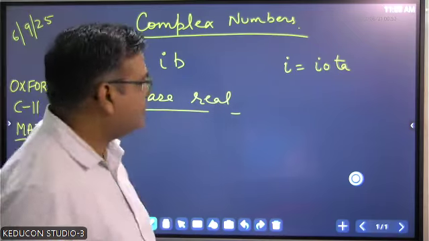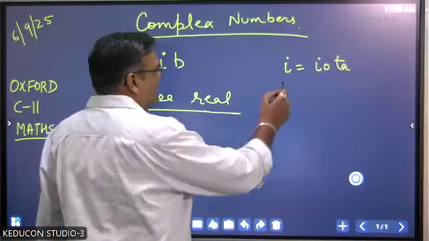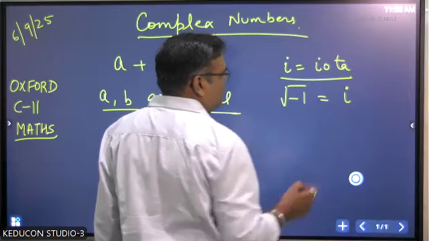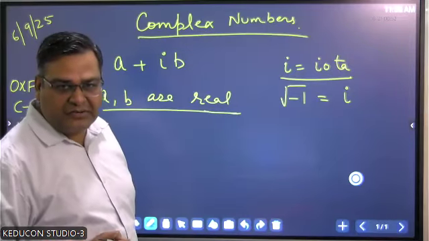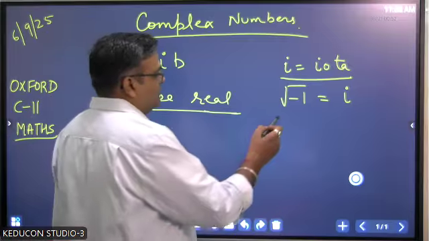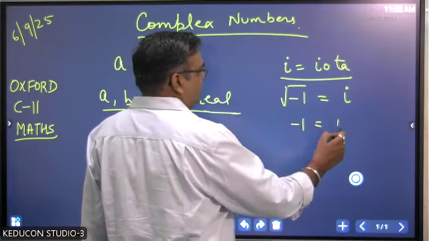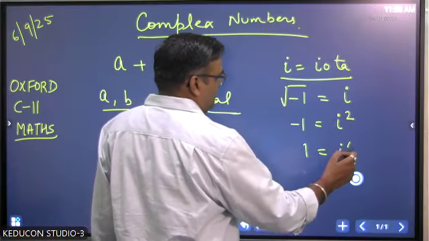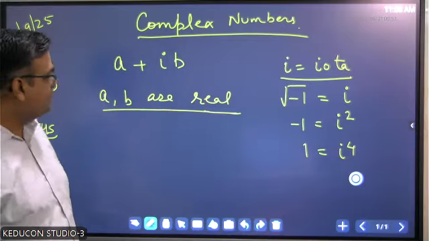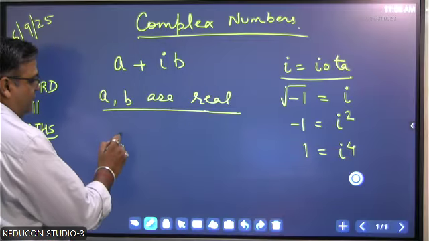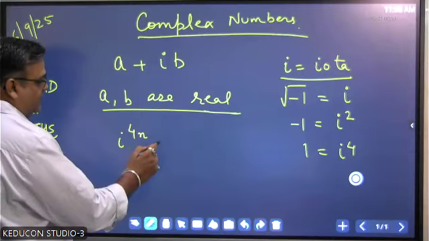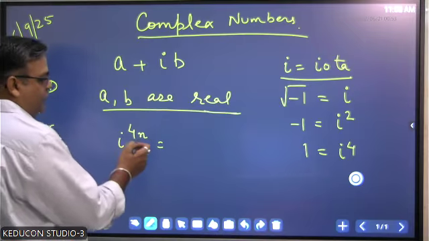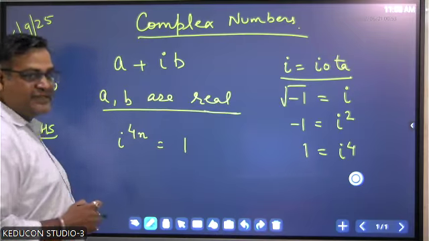Yes. What is the value of iota? The value of iota is under root minus 1. When we square it, yeah, very good question, Rajdeep Kaur. So when we square this, this becomes minus 1, and when we further square it, i to the power 4 is equal to 1. So therefore, i to the power of any multiple of 4 is always 1. Is this clear?